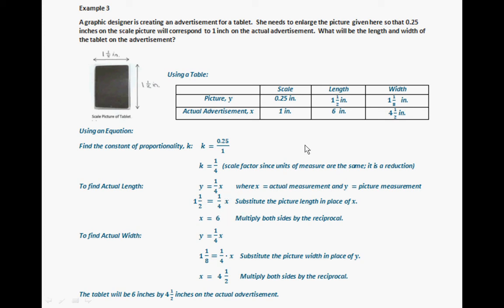And then you start plugging in the length. If 1 1/2 is equal to 1/4 x, then you would multiply each side by 4, and you would get 6. And to find the actual width, you would have 4.5 inches. So the tablet will be 6 inches by 4.5 inches on the actual advertisement. And this table helps you out with that.